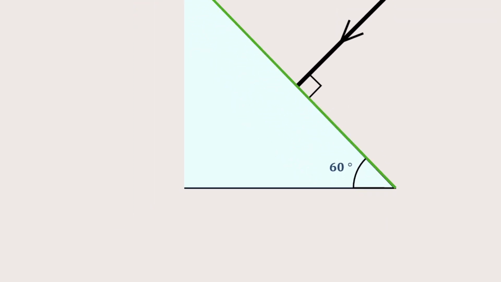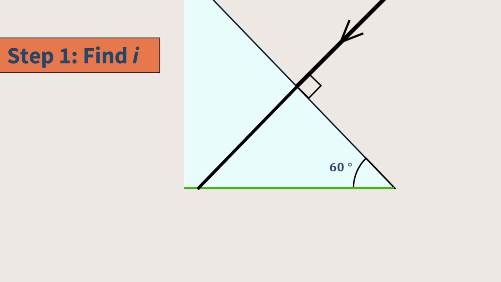So here the light is incident normally. As I have already discussed, if the light is incident normally, it will pass undeviated. Now let's look at the next surface. In this case, first we have to find the angle of incidence. To identify the angle of incidence, we draw the normal and then you get the angle of incidence.